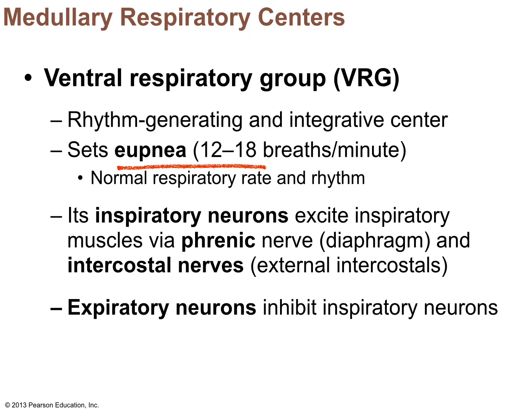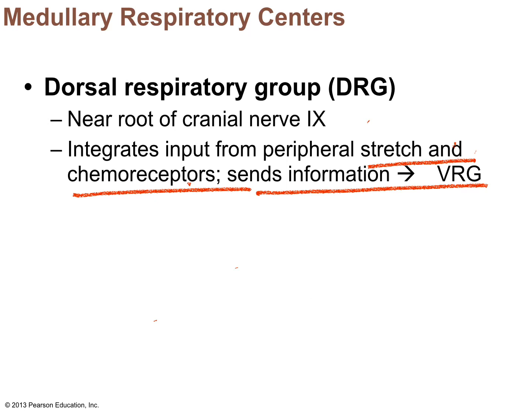And when that signal stops to the diaphragm and external intercostals, they relax, the container gets smaller, and the air goes out. The dorsal respiratory group, also found in the medulla, is responsible for giving information to the ventral respiratory group. So it's going to pick up information from stretch receptors, from chemoreceptors, and then it's going to send that information to the ventral respiratory group so that it determines changing the rate and depth of breathing.